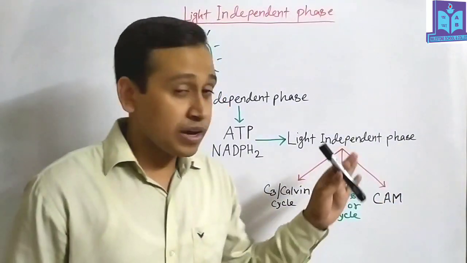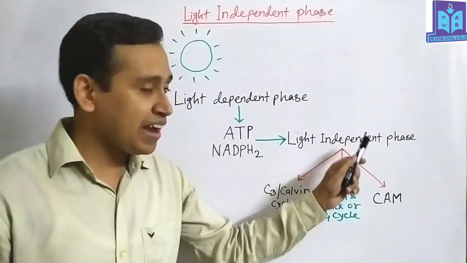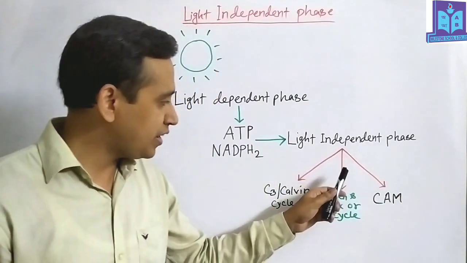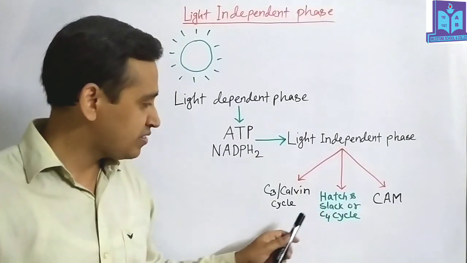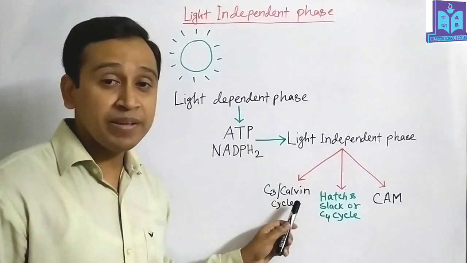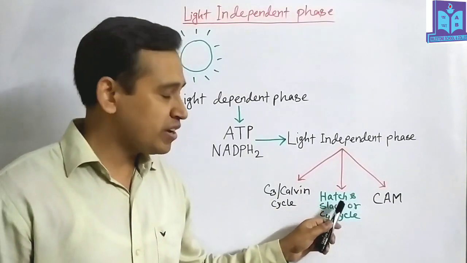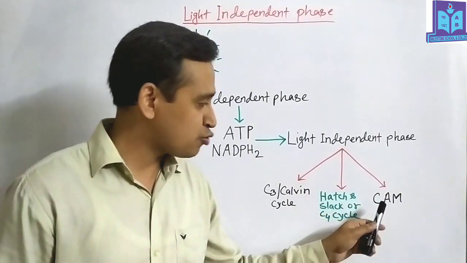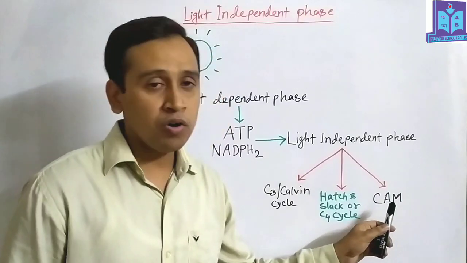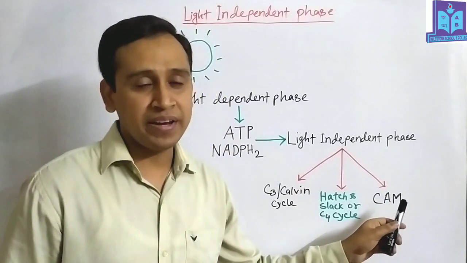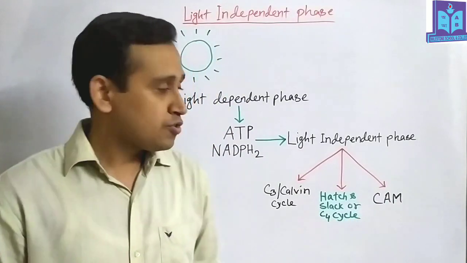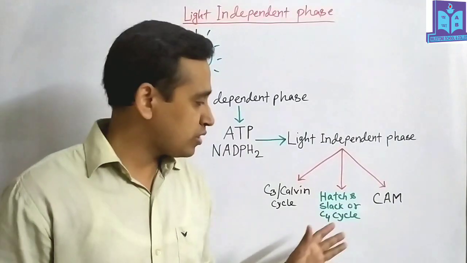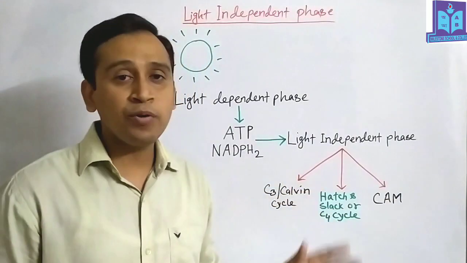So, carbon dioxide is reduced in the light independent phase in three pathways. One is the C3 cycle or Calvin cycle. Next is the Hatch and Slack cycle or C4 cycle. And the last one is CAM or crassulacean acid metabolism cycle. So, let's talk about the C3 and C4 cycles.